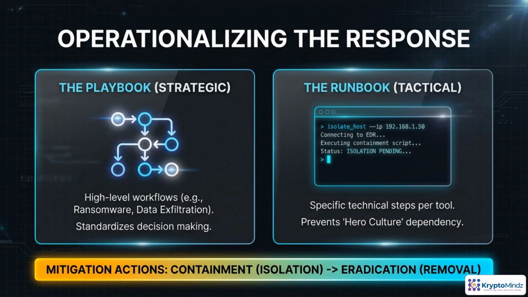Think of incident response at 2 levels. The playbook is strategic. It defines the high-level workflow for a scenario like ransomware or data exfiltration, and it tells people who decides what and in which order. The runbook is tactical. It's the exact button clicks and commands in each tool. Together, they drive consistent mitigation actions, moving from fast containment and isolation to full eradication and removal of the threat.